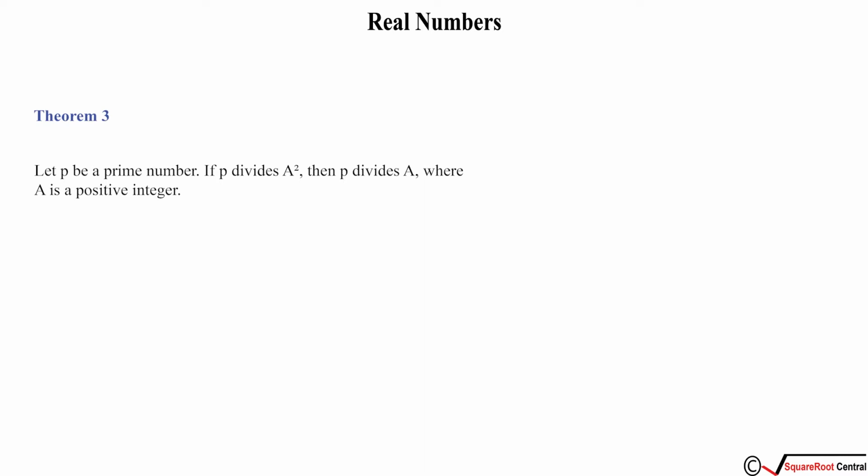In this video, we will be looking at Theorem 3 of 7 pertaining to real numbers. Now as you can see on the screen, Theorem 3 states: let P be any prime number. If P divides A square, then P divides A, where A is any positive integer.